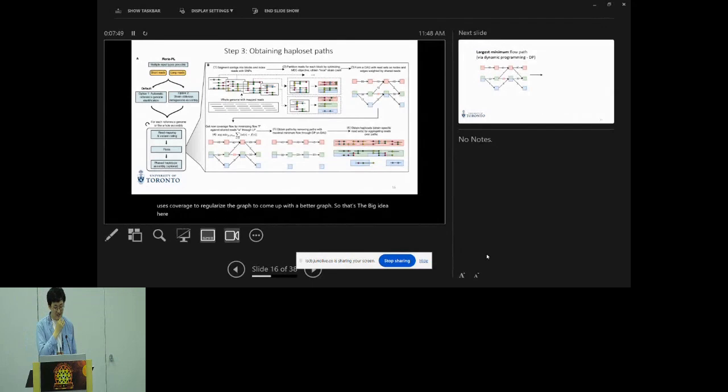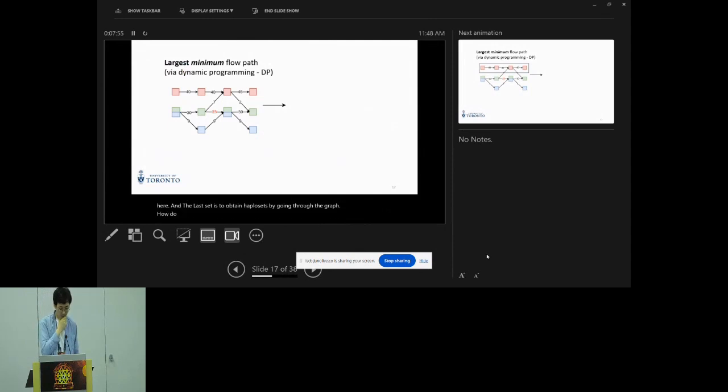And the last step is to obtain haplosets by going through the graph. How do we do this? So the idea here is I have this graph. I want to find the largest minimum flow path from left to right. I want the path from left to right with the highest minimum flow. And in this case, it's this guy over here because the minimum flow is 40. So I take this path, which I can find using dynamic programming because it's a DAG. You can do dynamic programming on DAGs very easily.